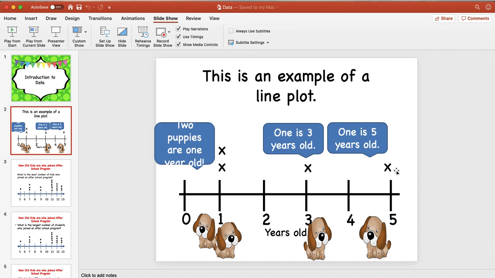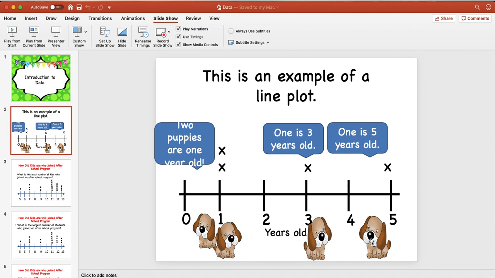If we wanted to see how many puppies they had taken this data on, we can just count up all of our X's. That would be 1, 2, 3, and 4. We can also count our puppies down here just to verify if we were correct or not. You can see there's 1, 2, 3, and 4 puppies. So there was a total of 4 puppies. From these 4 puppies, they wanted to see how old each one was.